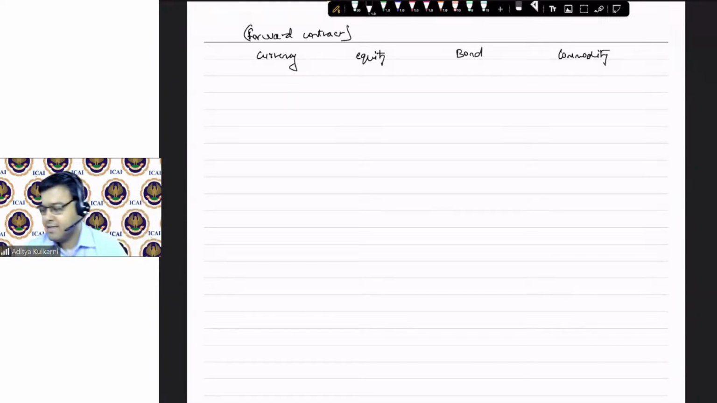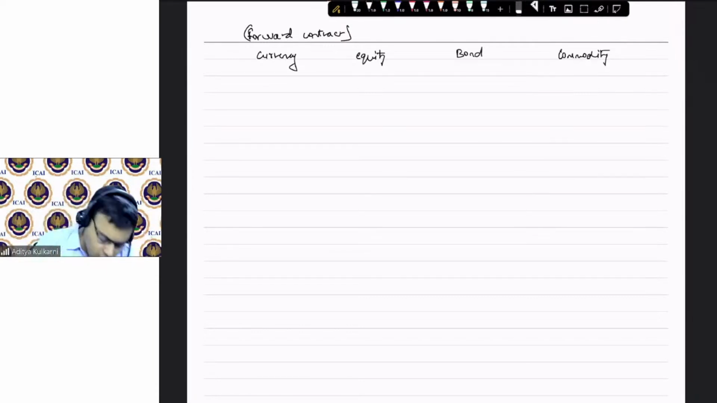For which I have entered into, let us say, a forward contract. I'm summarizing it exactly right now, so you can just pay attention. I'm entering into a forward contract to buy currency. I'm entering into a forward contract to buy equity. I'm entering into a forward contract to buy a bond, debenture, whatever, or I'm entering into a forward contract to buy a commodity. It could be gold, oil, rice, wheat, whatever it is.